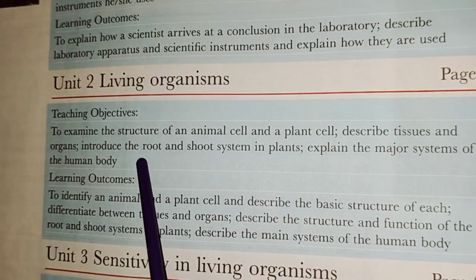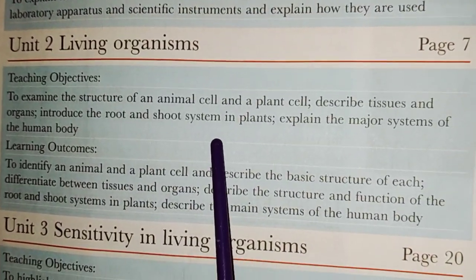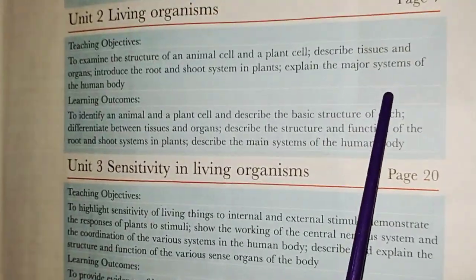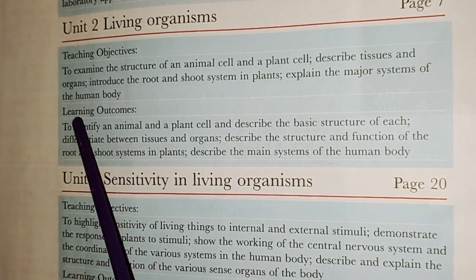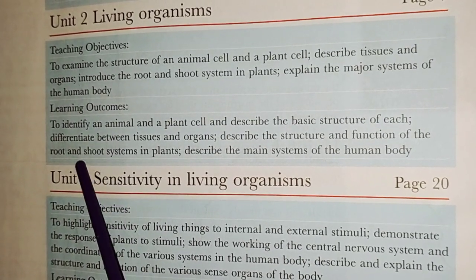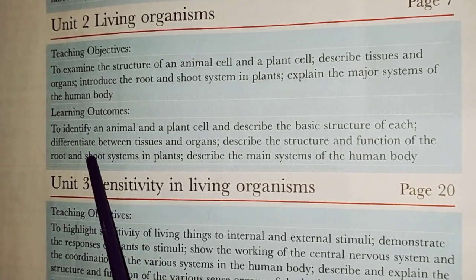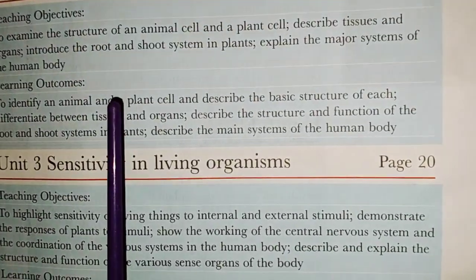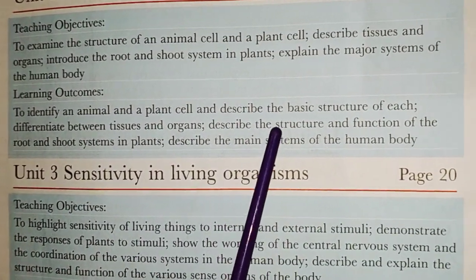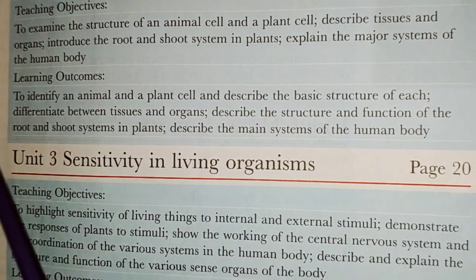Introduce the root and shoot system in plants. Explain the major systems of the human body. Learning outcome: to identify an animal and a plant cell and describe the basic structure of each.